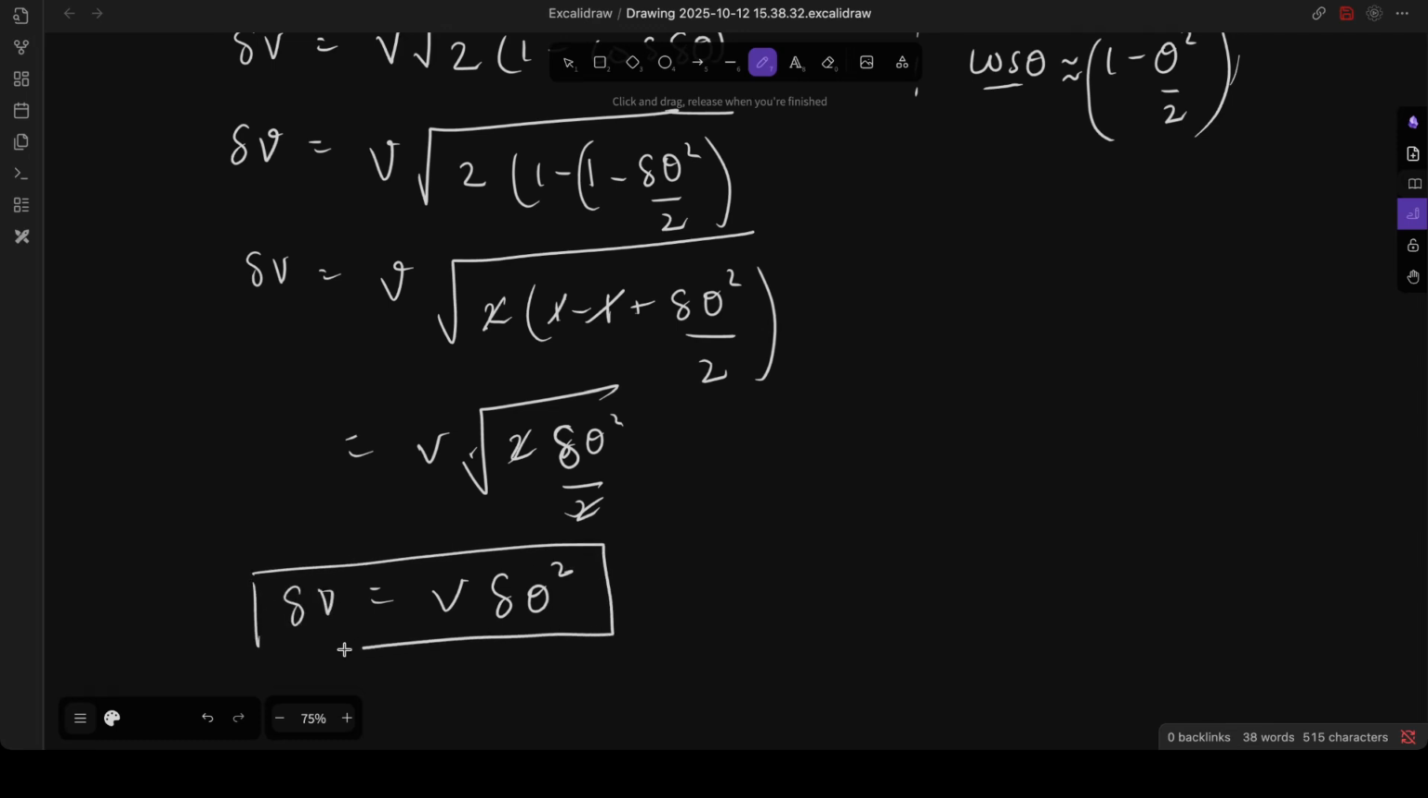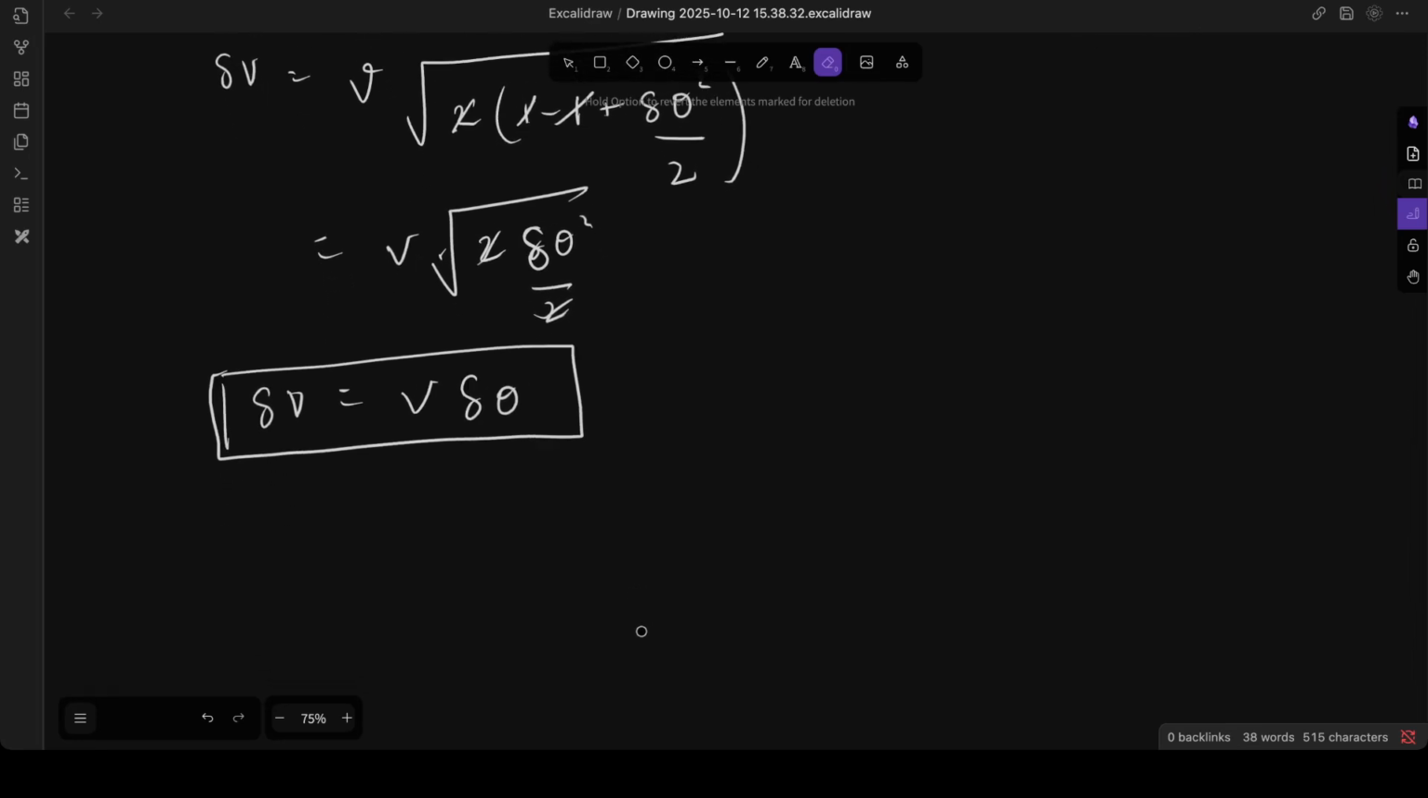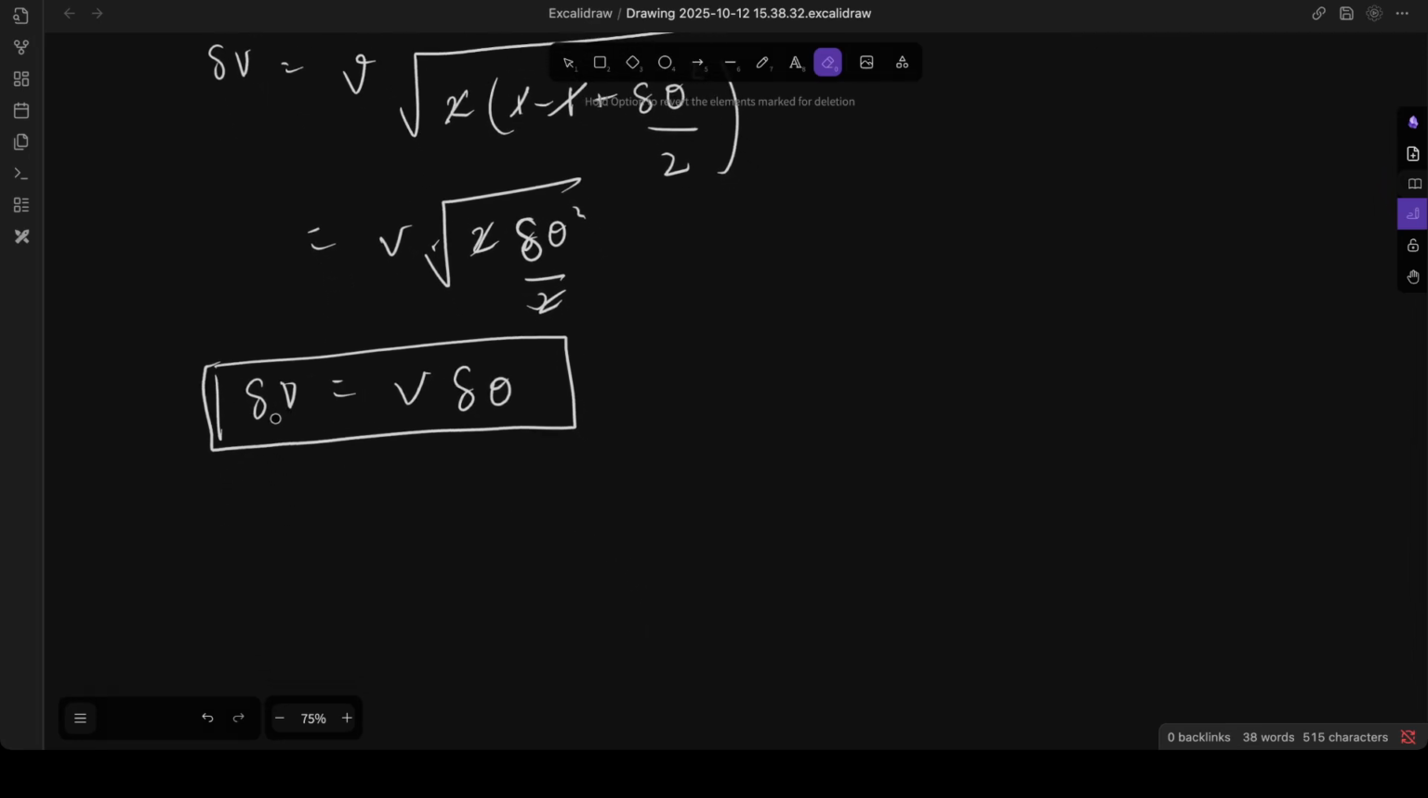So I figured out, oh, this should not be delta theta square. Square and square root get cancelled out. I figured out that delta v, that is change in velocity, is nothing but v times delta theta. And if you know what is velocity, we have a very basic formula that acceleration is rate of change of velocity.